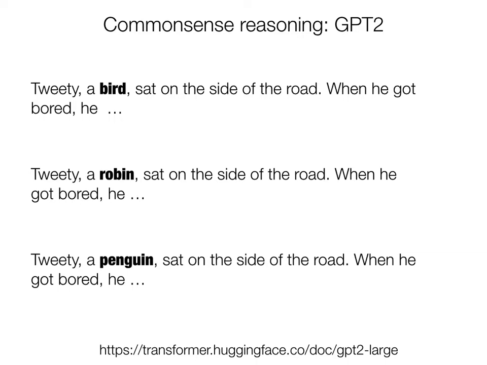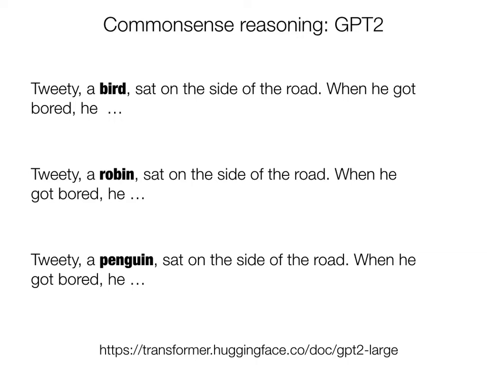So I couldn't resist trying out whether a typical language model, in this case GPT-2, would be able to understand that birds are able to fly, but penguins are not, despite being birds. GPT-2 is a model that has been trained to complete a certain initial part of a sentence. So you give it the initial part, and in this case, I tried 3 different versions. The first one: Tweety, a bird, sat on the side of the road. When he got bored, and then we ask the language model to complete that sentence. Second version: Tweety, a robin, sat on the side of the road. When he got bored, and then the language model is supposed to complete that sentence. And in the last case: Tweety, a penguin, sat on the side of the road. When he got bored, and then again we ask the language model to complete the sentence.